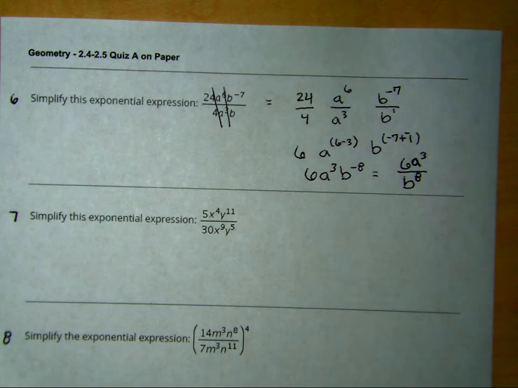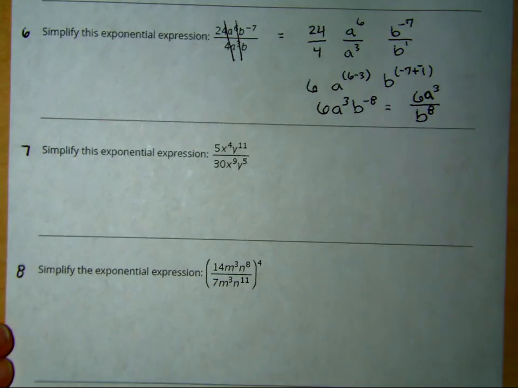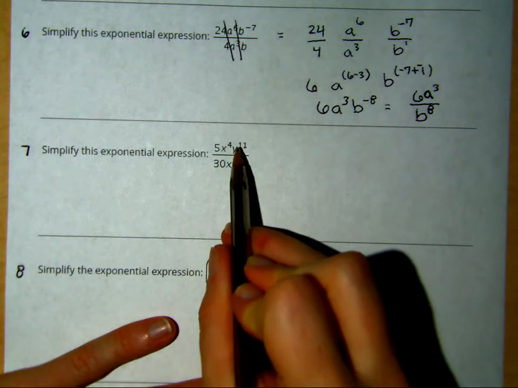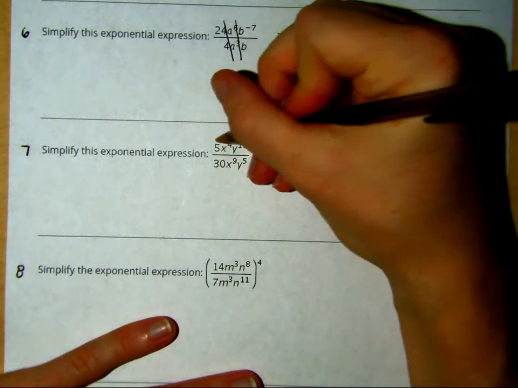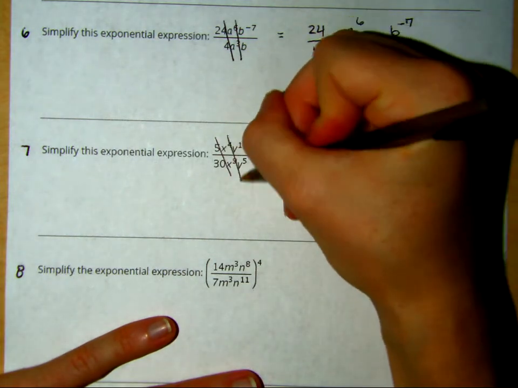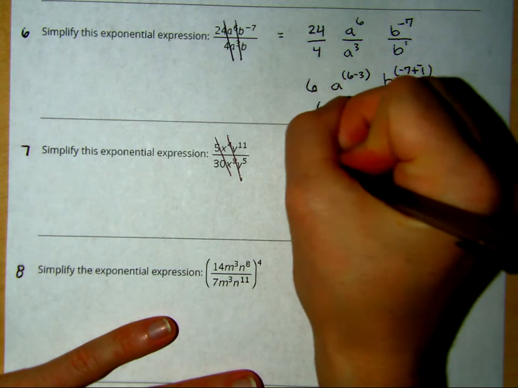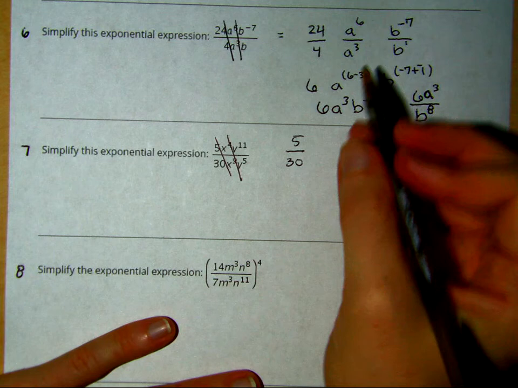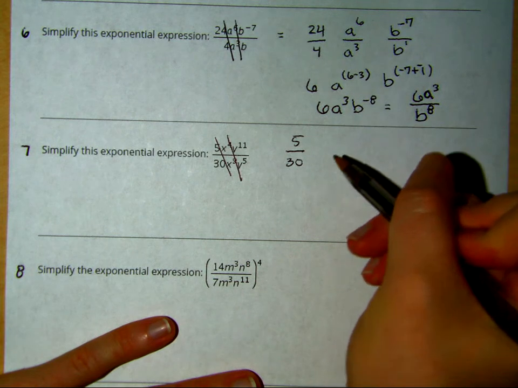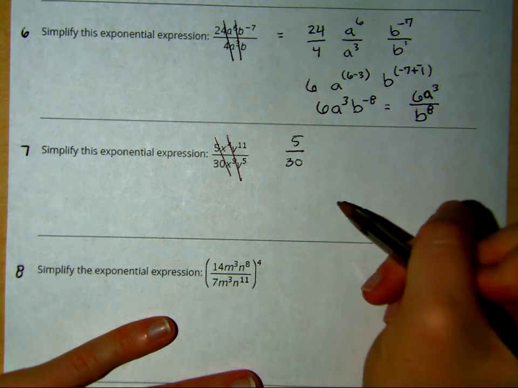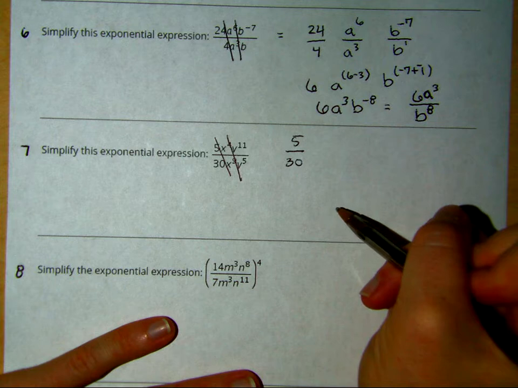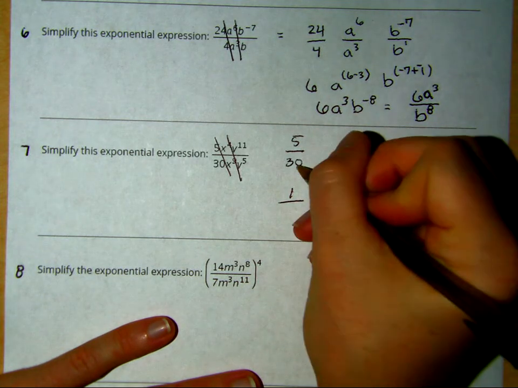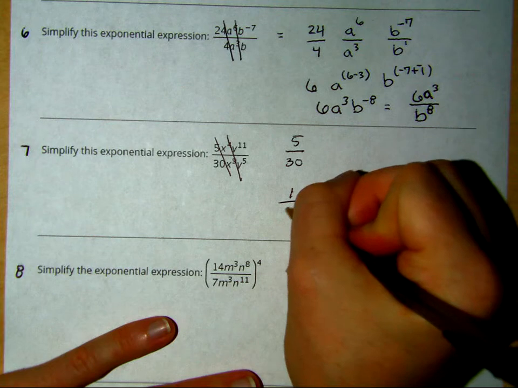Okay. So if we move on to number 7, we have another division problem where we're dividing a monomial by a monomial. So we separate our terms. So we take 5 divided by 30. And what we end up doing is we look at what number we can take out of both of these. Both of them can be divided by 5. So 5 divided by 5 is 1. 30 divided by 5 is 6.